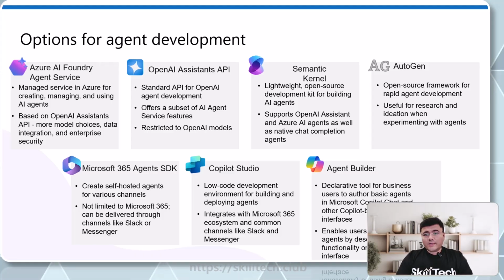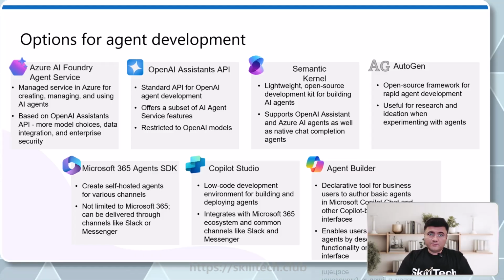Then we have something known as Semantic Kernel. Semantic Kernel is a lightweight, open source development kit for building AI agents. In our course, we are going to use Semantic Kernel extensively, not only for single agents but also for orchestrated multi-agent applications. It supports the OpenAI Assistants API and Azure AI Agent as well. So both of the things I discussed before can be integrated with Semantic Kernel, and it also gives you native chat completion agents. If you're getting confused by this right now, I'm not going into depth, but we are going to see Semantic Kernel in depth, and we'll check it at that time.